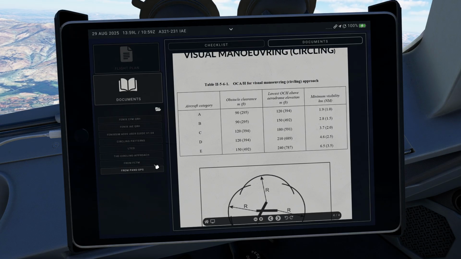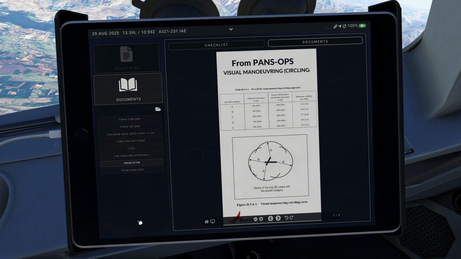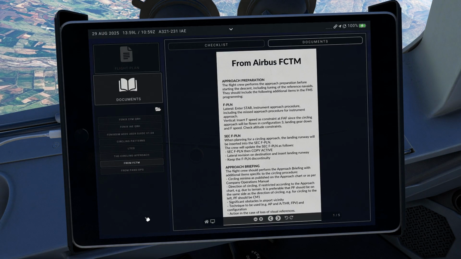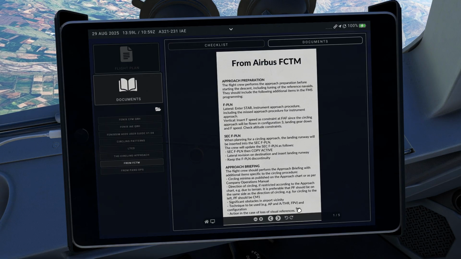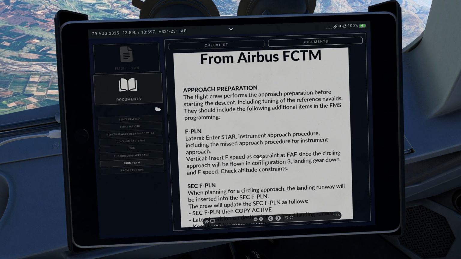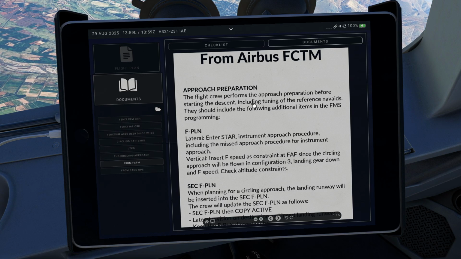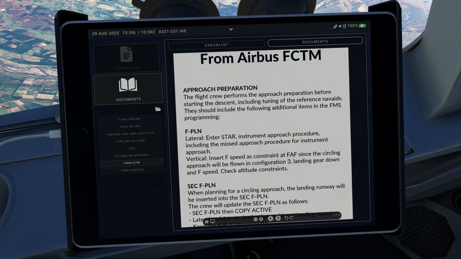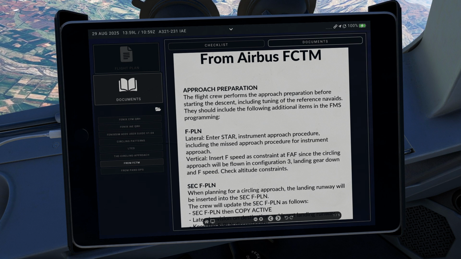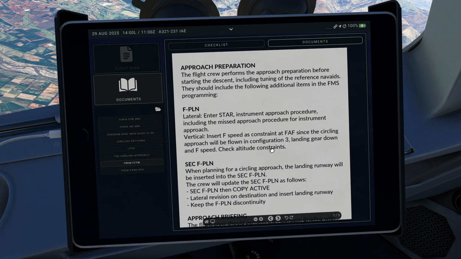Okay, let's go for the procedure and notes from the Flight Crew Technique Manual by Airbus. For the approach preparation, the flight crew performed the approach preparation before starting the descent, including tuning of the reference navaids. They should include the following additional items in the FMS programming.